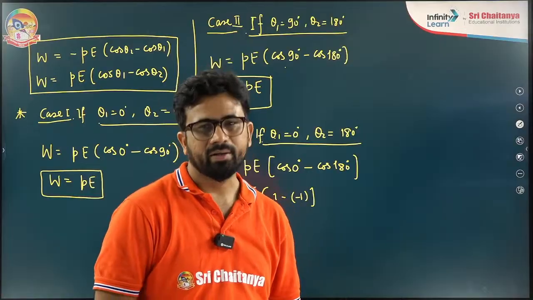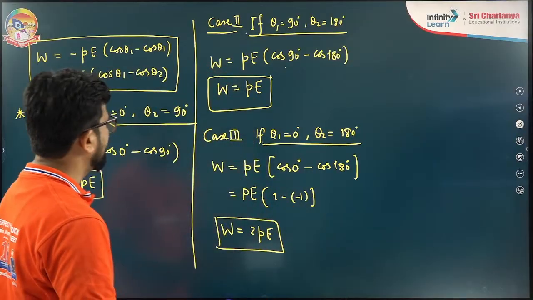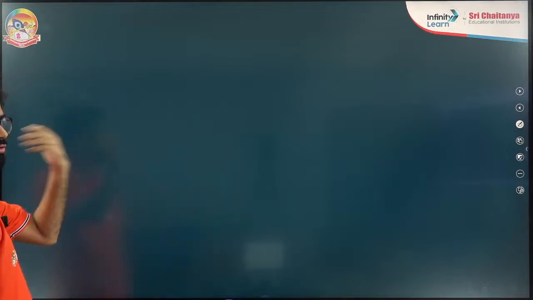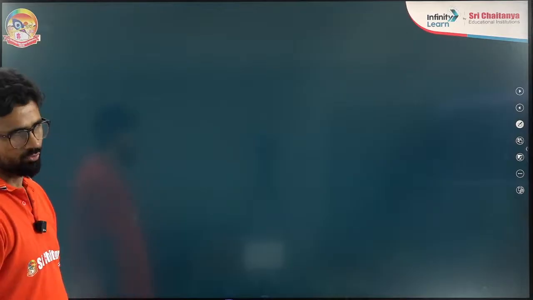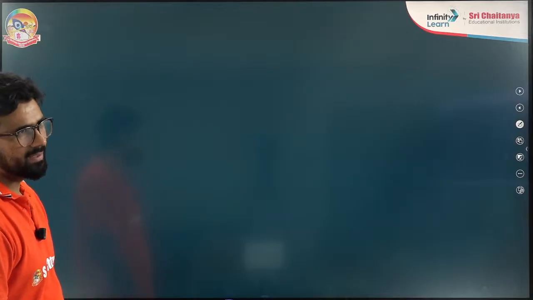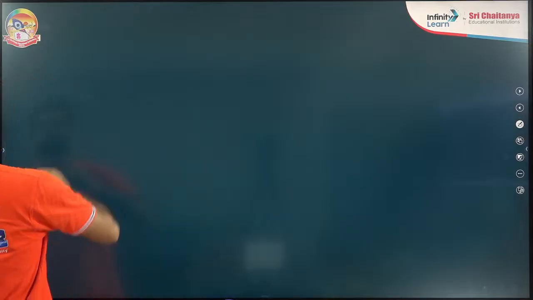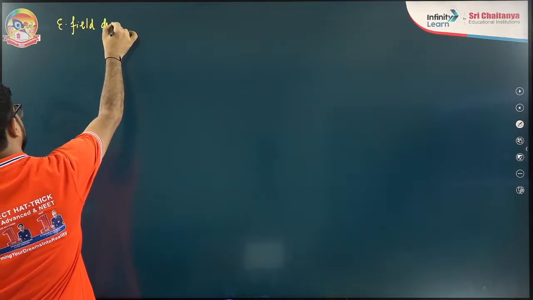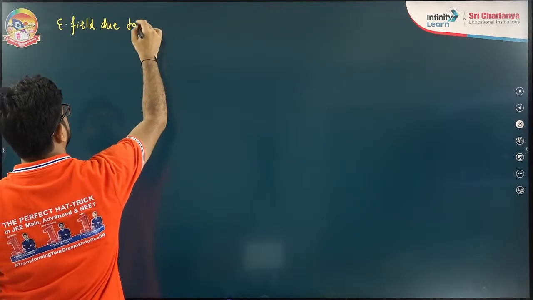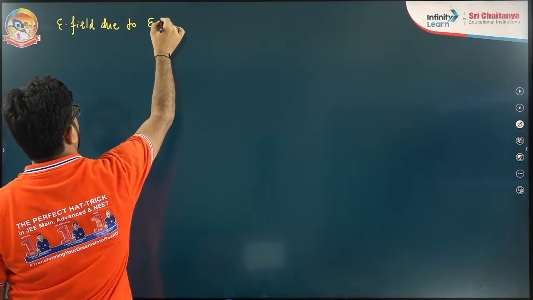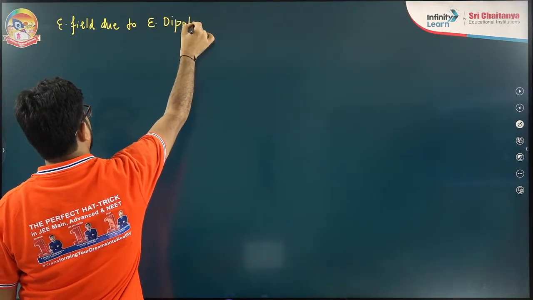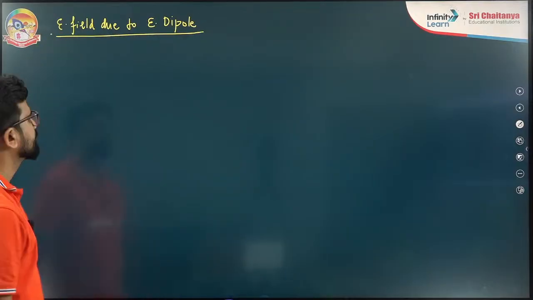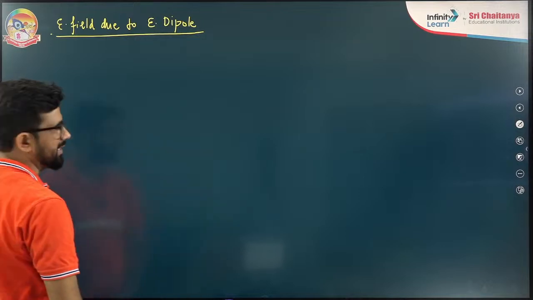Now let me move to the next point about this dipole. If a dipole is there, due to the dipole we want to calculate the field. Due to the dipole I want to calculate the field. That's the very basic thing that you have to understand. The electric field due to an electric dipole, very simple thing. So we are solving one by one, you will understand it, very basic.